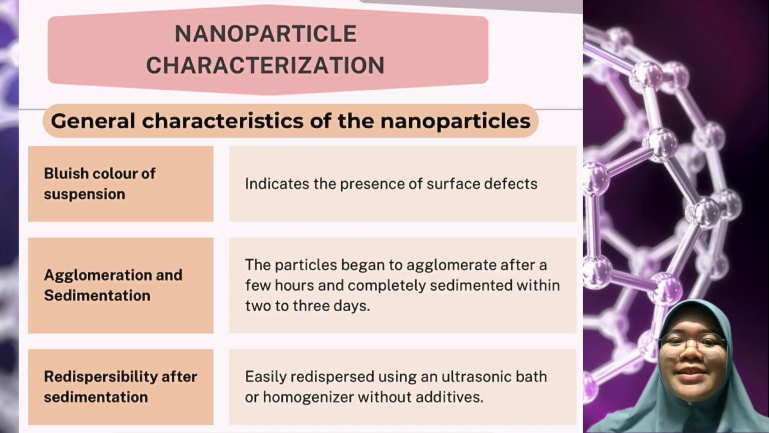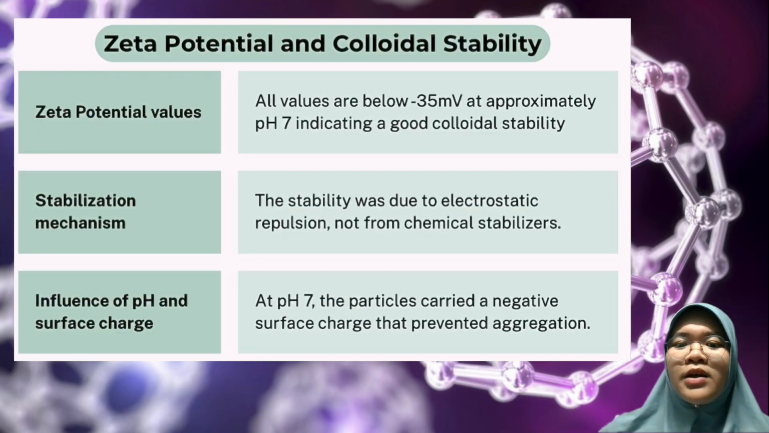For results and discussion, the bluish color of the suspension indicates surface defects in the nanoparticles. Over time, the particles agglomerated and fully sedimented but were easily redispersed using an ultrasonic bath. Zeta potential measurement shows a value below negative 35 mV at pH 7, confirming good colloidal stability. This was achieved through electrostatic repulsion without any need for chemical stabilizer, as the particles carried a negative surface charge.